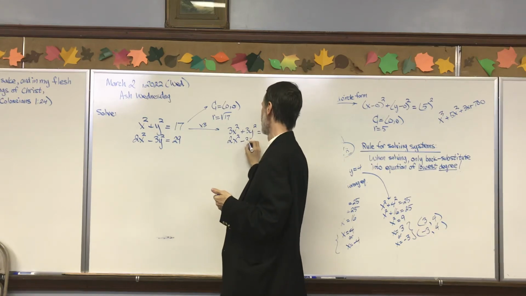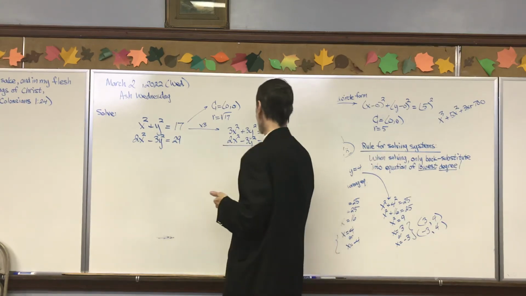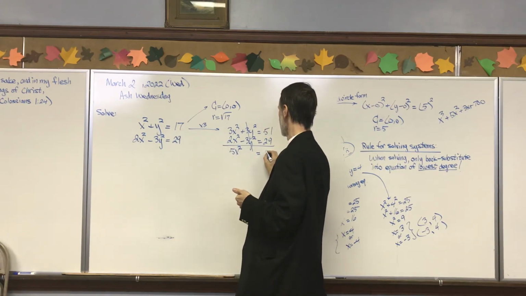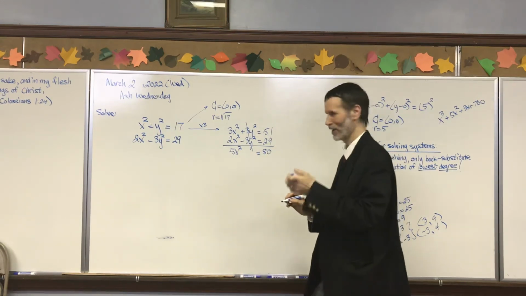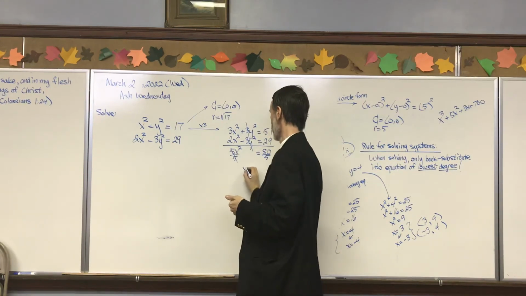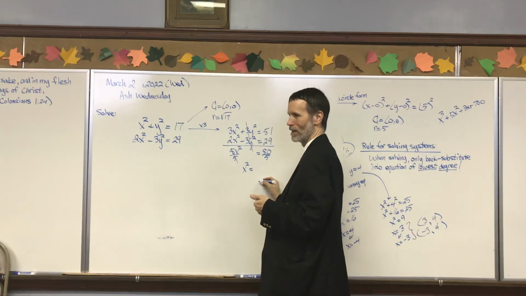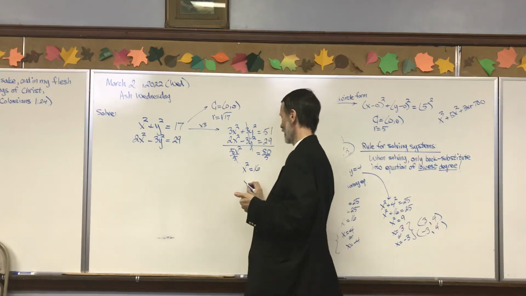Nate, take over. The 3 y squareds cancel. What do you have left? 5x squared equals 80. Now what? Josh, take over. Divide by 5, what do you get? x squared equals 16. How many times is 5 going into 80? There you go, 16. Good. What's x?